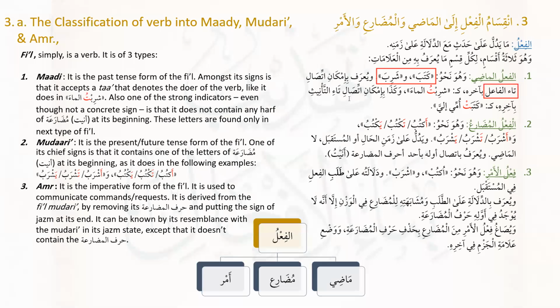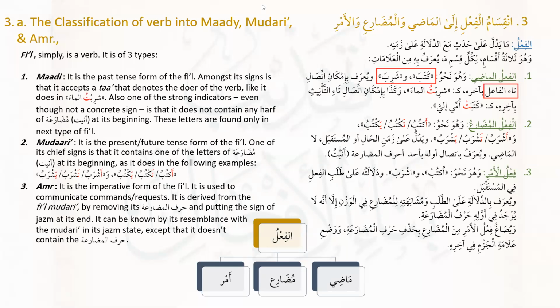يلا أحمد، تقرأ فعل مضارع. الفعل المضارع وهو نحو: أكتب تكتب يكتب، وأشرب تشرب يشرب، ويدل على زمن الحال أو المستقبل لا الماضي، ويعرف باتصال أوله بأحد أحرف المضارعة.